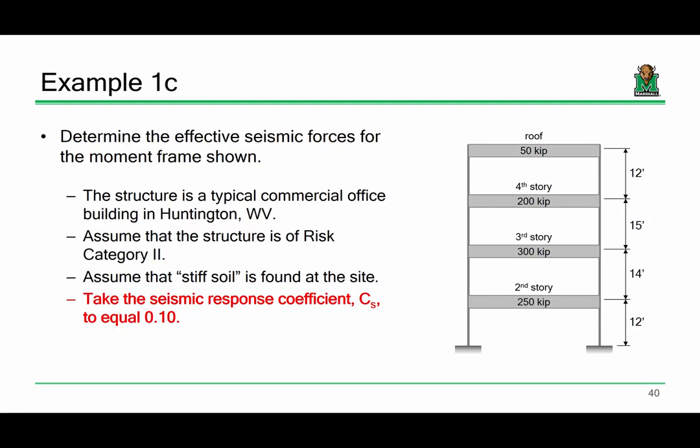You have some columns and then a bunch of weight. Some columns and a bunch of weight. Some columns and a bunch of weight. So does it make sense? When you're analyzing a building, it sort of does make sense for you to assume that it's a bunch of lumped masses at each story.